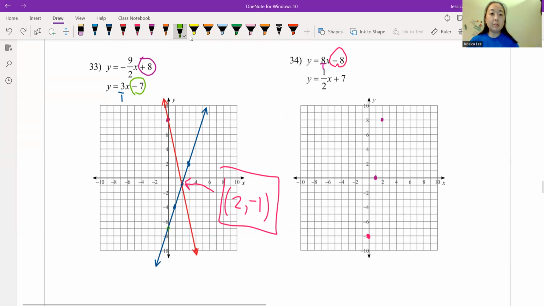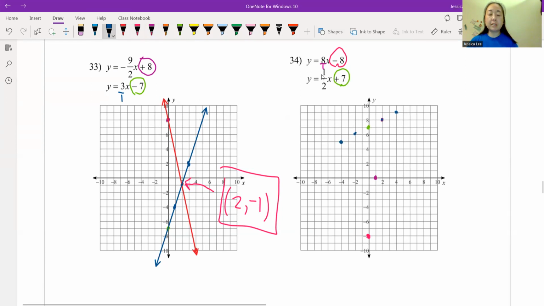And then we're going to do the bottom one. So we're going to start at 7. Again, on the y-axis, 7. And then our slope is 1/2. We're just going to go up 1 to the right 2. Ooh, we already know where they meet. You see it. Or down 1, left 2.